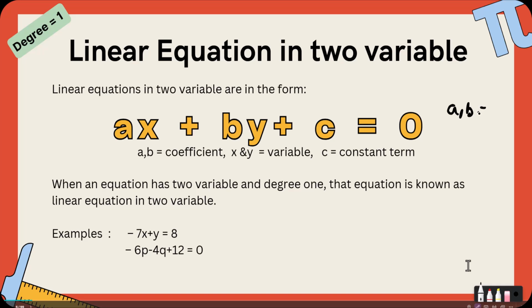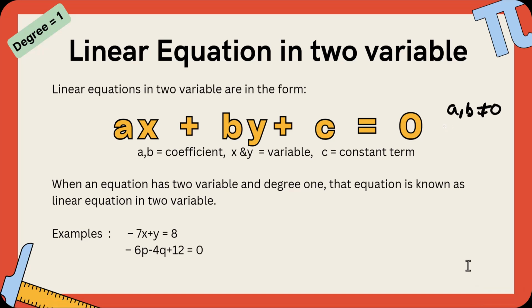Very simple. If you think about it, you'll understand. If I put a is equal to 0, 0 into x, x will go, right? If I put b is equal to 0, 0 into y, y will go. So a and b cannot be equal to 0. And a, b, and c can be any real numbers, right? Other than 0, okay? C can be 0, no problem. So this is the logic.